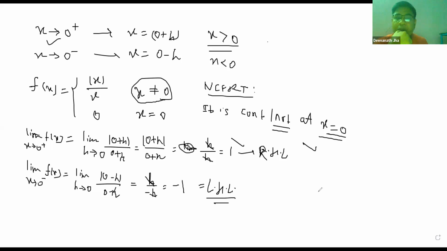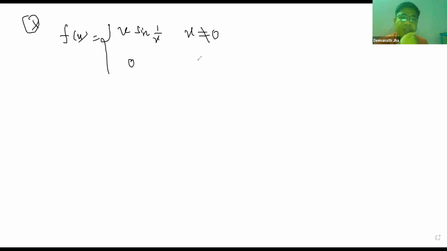No, sir. Same condition for the next question. Write down: f(x) is equal to x sine 1 by x, where x is not equal to 0, and 0 when x is equal to 0.